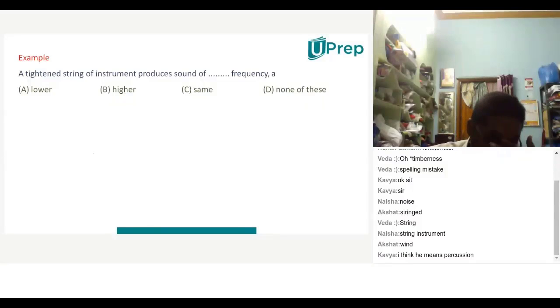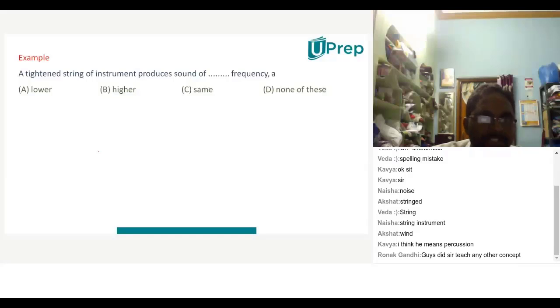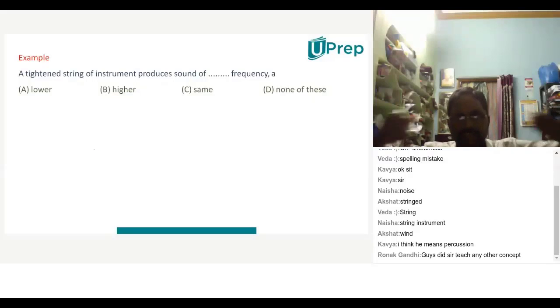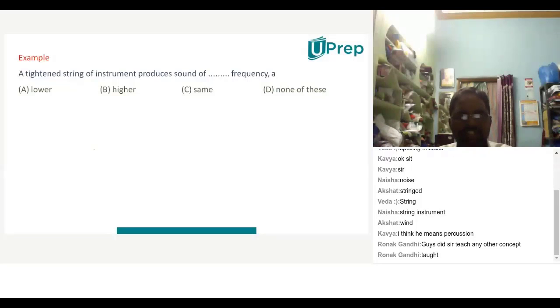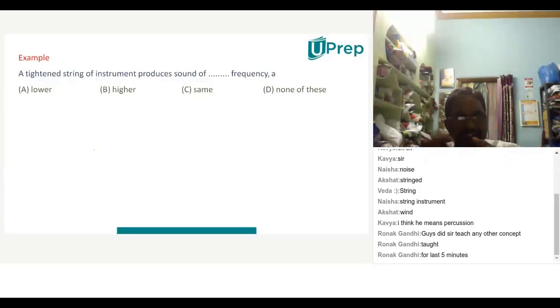Now let us try to understand one question here. A tightened string instrument produces sound of lower frequency, higher frequency, same frequency, or none of these? A tightened string instrument means a violin or guitar, whose strings are very tight, not loose. Do they give a higher frequency or a lower frequency? The higher frequency. Right. So a tighter string instrument generally produces higher frequency sounds.